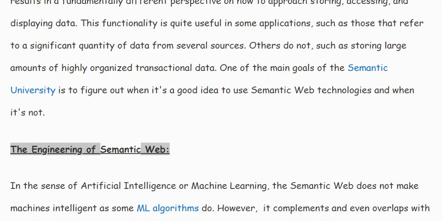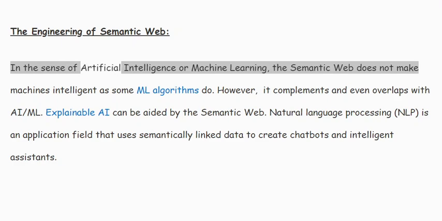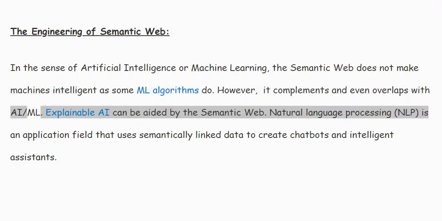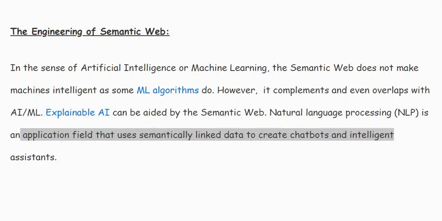The engineering of semantic web. In the sense of artificial intelligence or machine learning, the semantic web does not make machines intelligent as some ML algorithms do. However, it complements and even overlaps with AI/ML. Explainable AI can be aided by the semantic web. Natural language processing, NLP, is an application field that uses semantically linked data to create chatbots and intelligent assistants.